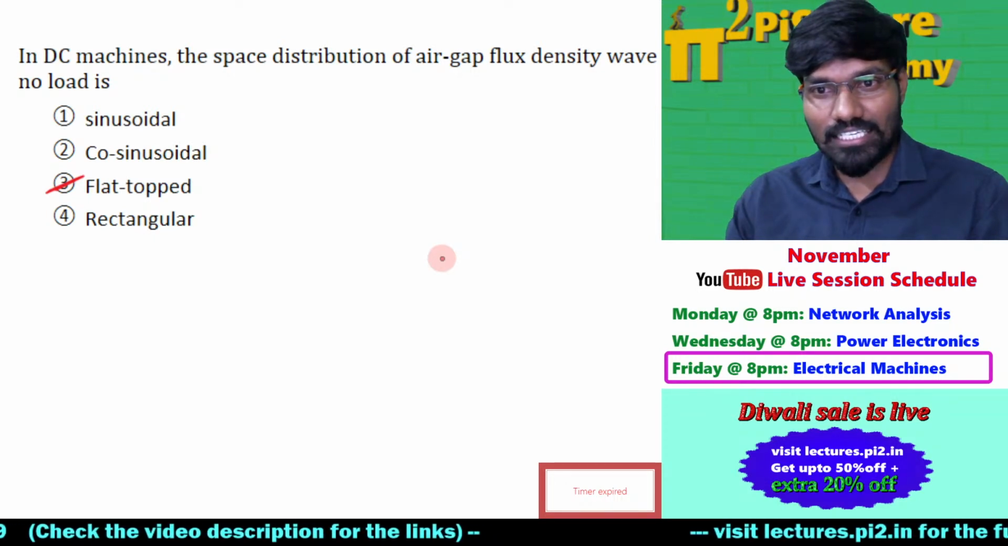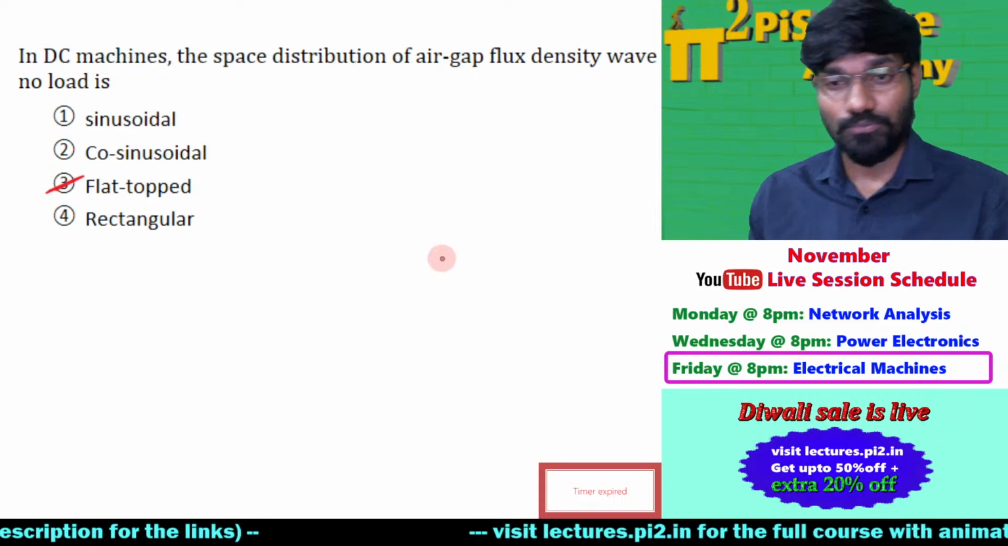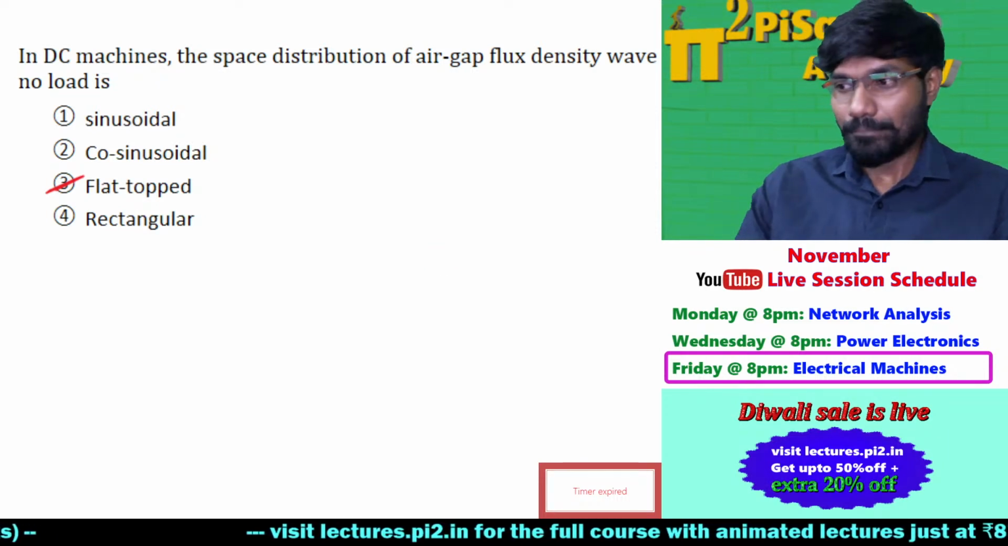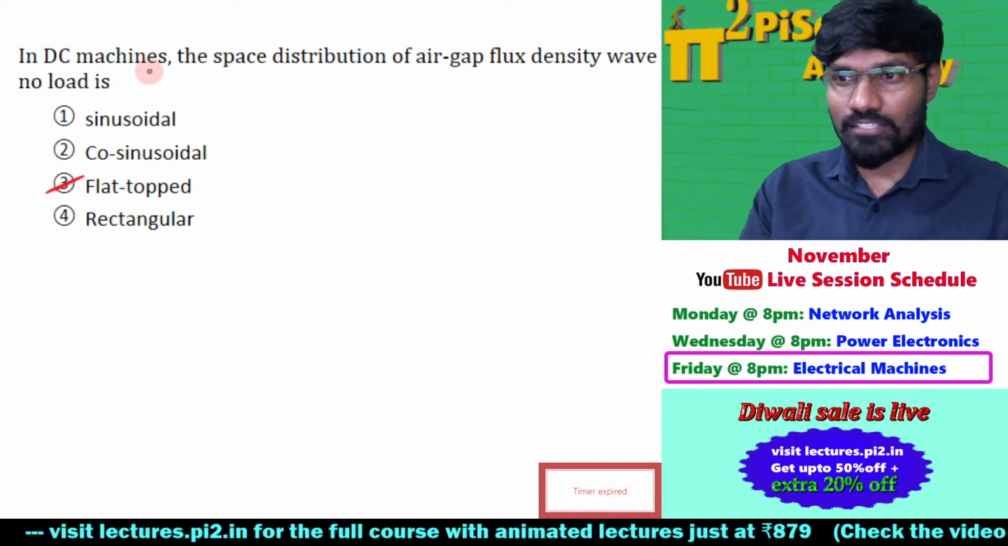RMF is best produced using sinusoid. Yes, that's true. Okay, now coming to this question. Okay, guys, stop. Let me get back to this question.